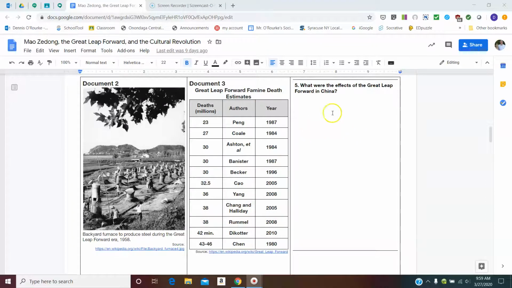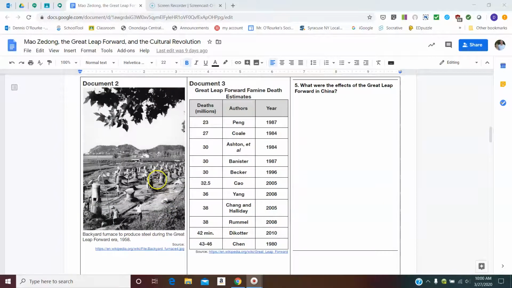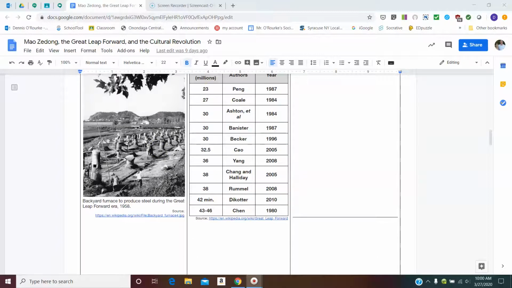I do want you to give me some specifics here from the video. You should definitely talk about the massive amounts of death. Here are your backyard furnaces over here in this picture, people trying to produce steel. Just looking at the size of these things, you obviously couldn't produce very much from that. You might be able to do some work and make some tools and things like that, but you weren't building huge steel beams to build stuff with.